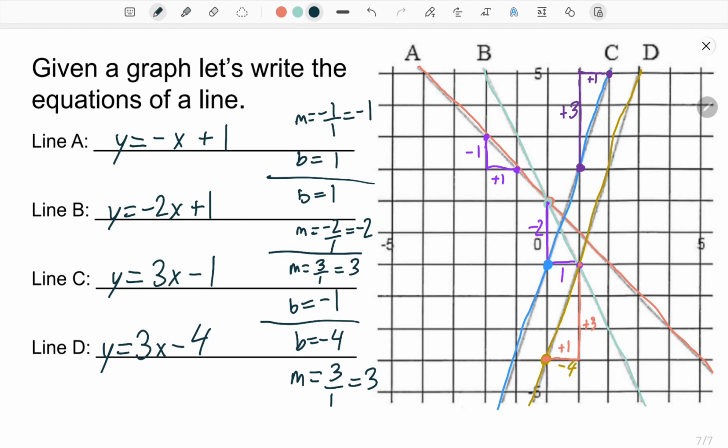All right, and that's a look at making graphs using that slope y-intercept form, as in y equals mx plus b, and then also reversing that, given a graph, finding out what that equation is.